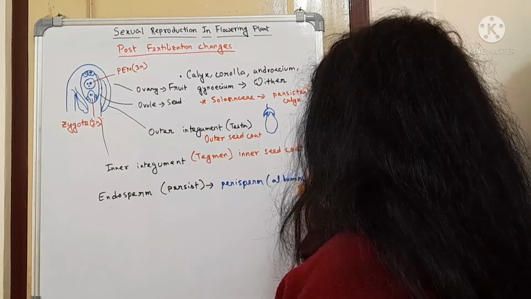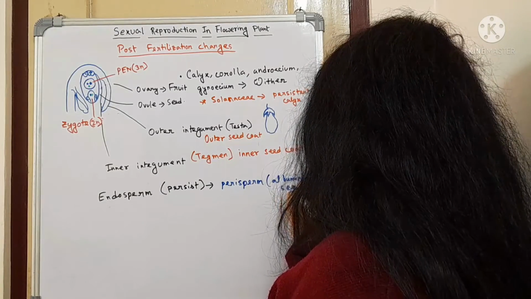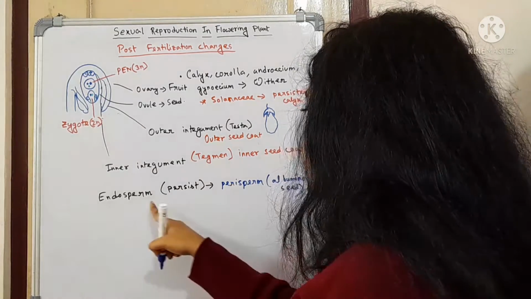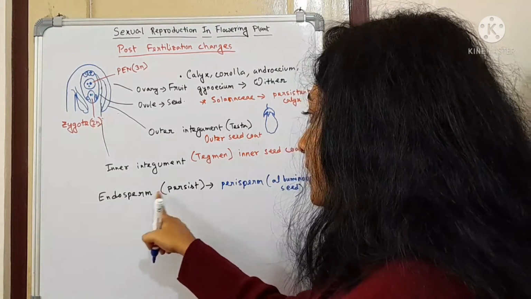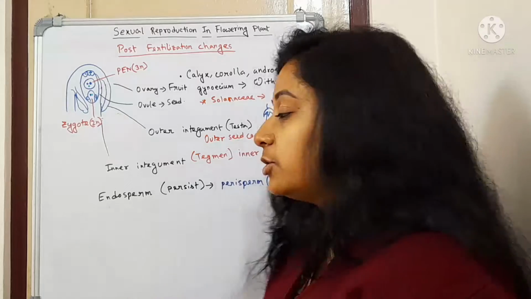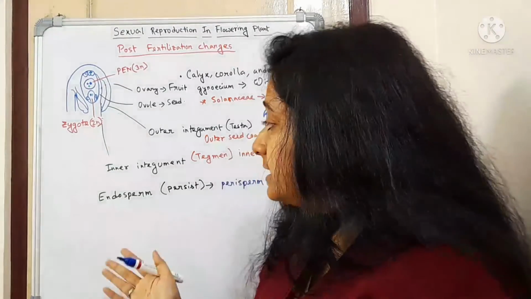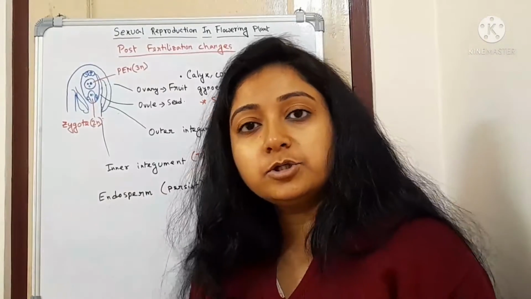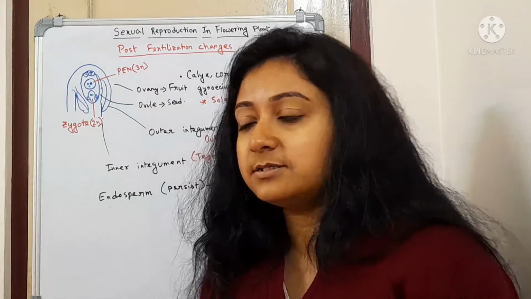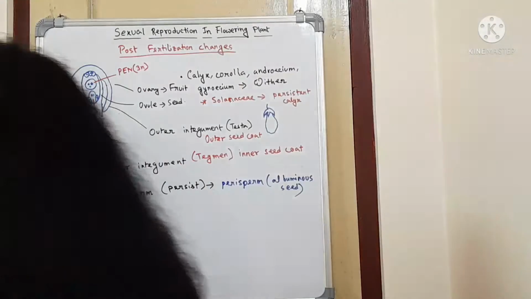So in the albuminous seeds only we can find the perisperm, because that is the conversion of the endosperm. And if the endosperm is persisting, then only we can find the perisperm in such seeds. And if this is not persisting, then those seeds are considered non-albuminous seeds. This is about the endosperm.